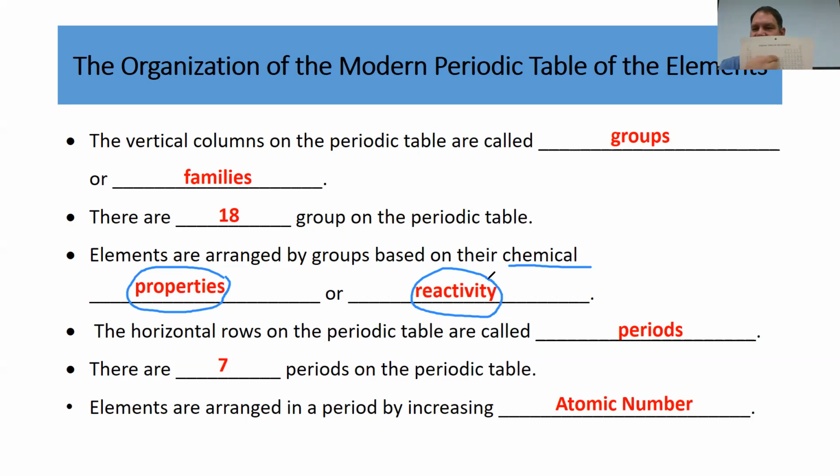All right, now what about the horizontal rows that go across? Those are known as periods, okay? And on the periodic table, there are 7 periods going across. So up here, this is period 1, and then going across here is period 2, and then period 3, all the way down. You have 7 periods on the periodic table. Now, the elements are arranged in a period, going from left to right, by increasing atomic number, okay? So as we move across from left to right, there is an increase in the atomic number. That's why elements are arranged in this way, going from one element to the next across, by increasing atomic number. So keep that in mind as well, all right?